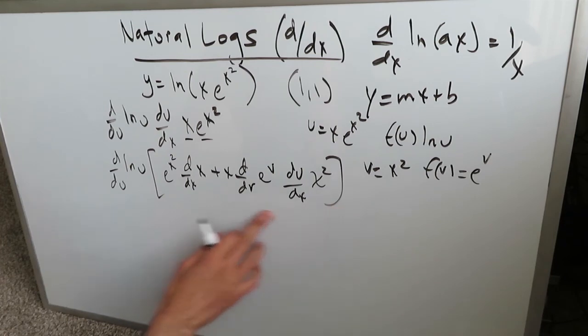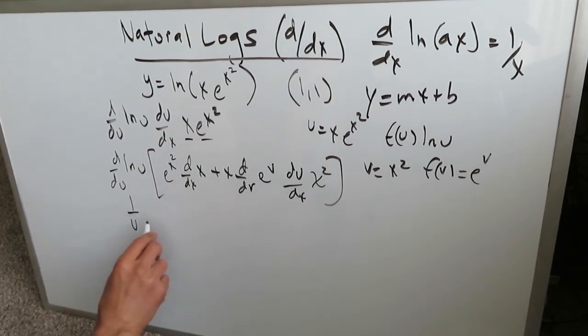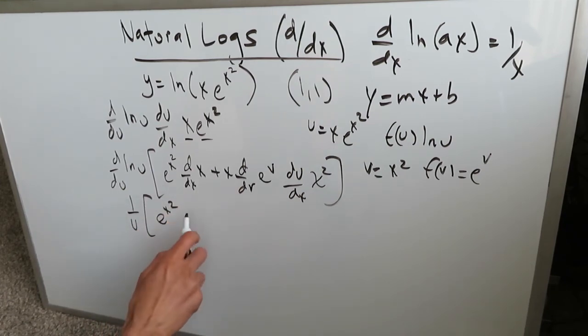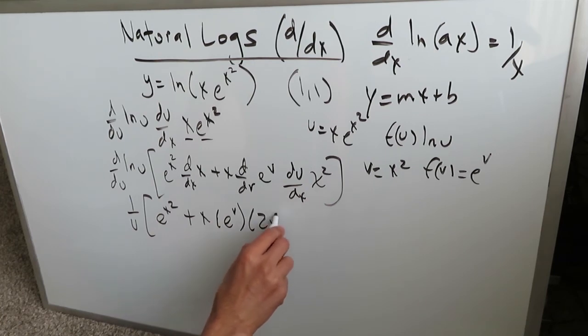We have to solve all of this, and we have to do this. Natural log u derivative is 1 over u. E to the x squared, derivative of x is just 1. You have e to the x squared plus x. Derivative of e to the v is just e to the v. Derivative of x squared is 2x. Right? Let's do our substitutions.